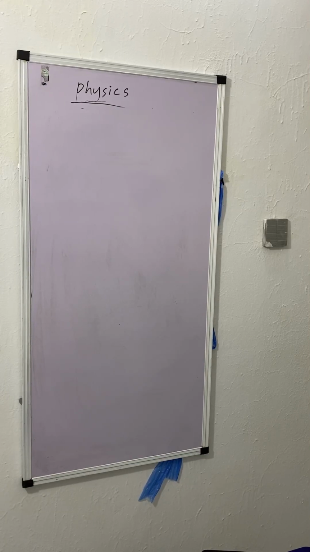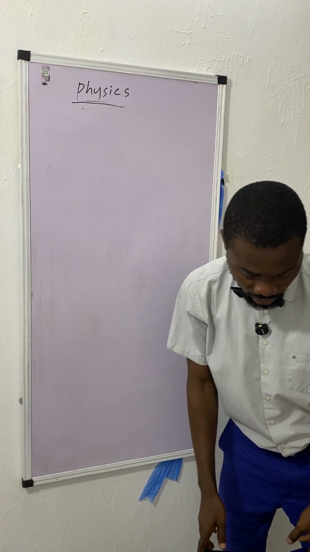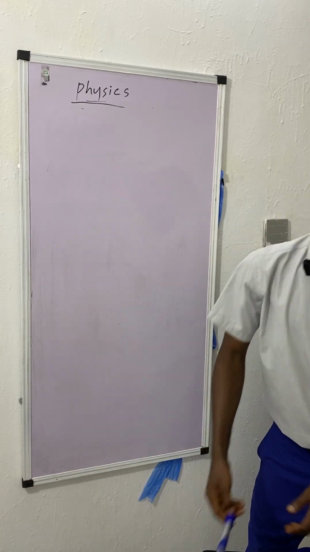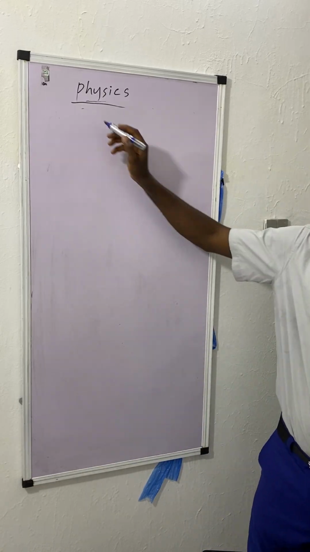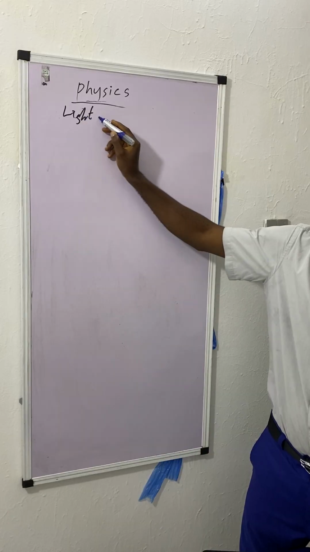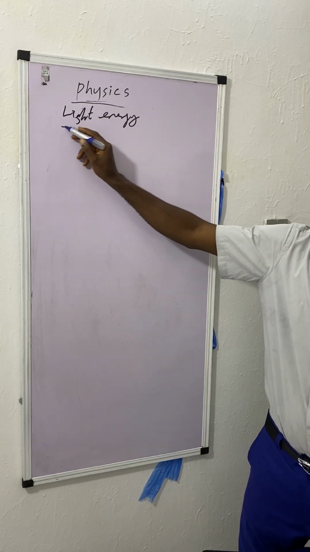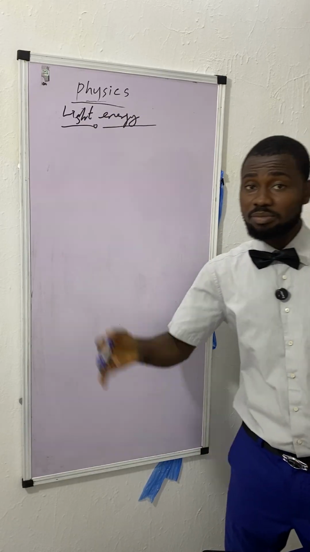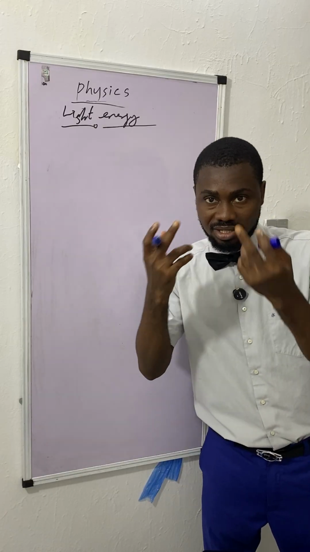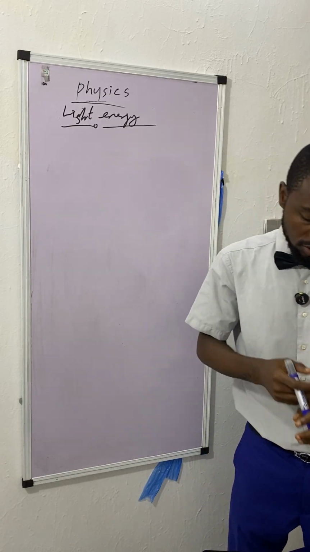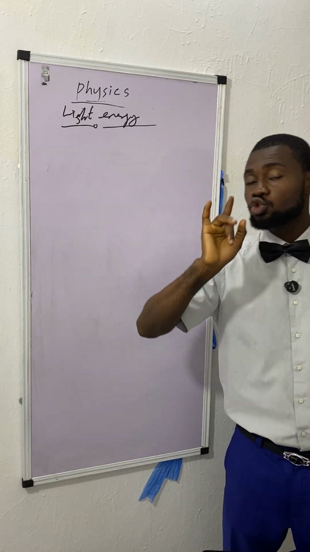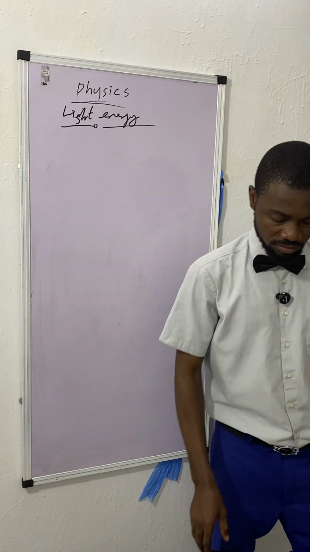So let's continue with light energy. Having talked about sound wave, we are now looking at light wave, light energy. What is light? Light is that source of energy that brings about the sensation of sight or of vision. All right? That's light. It is an electromagnetic source of energy.